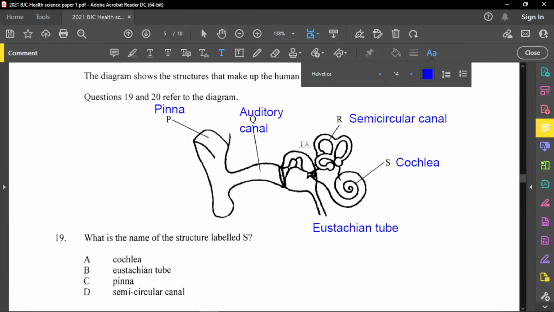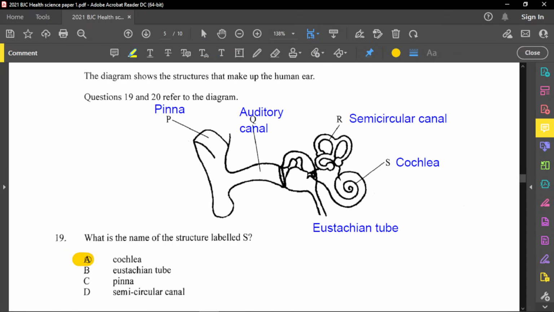All right, and we have three bones here that are called the ear ossicles. The ear ossicles are the three small bones in the ear, which are the hammer, anvil, and stirrup. They are also called the malleus, incus, and stapes. So those are the three small bones within the ear, in that order: hammer, anvil, stirrup; malleus, incus, stapes. All right, but the question here asks, what is the name of the structure labeled S? And S is the cochlea.